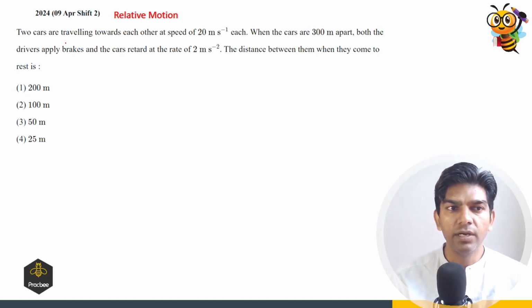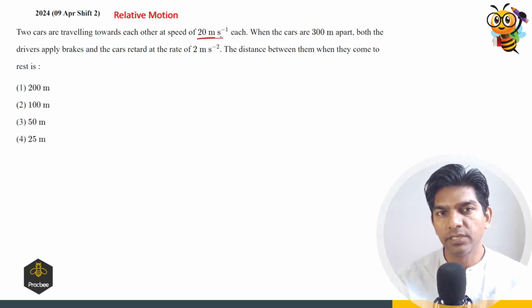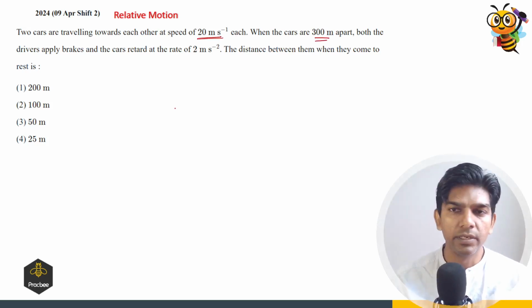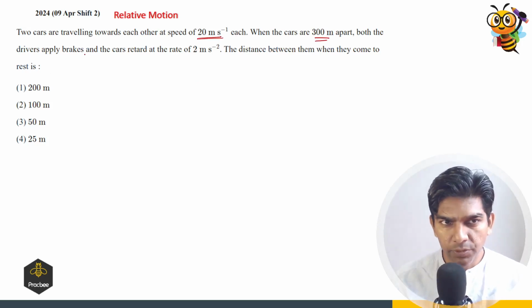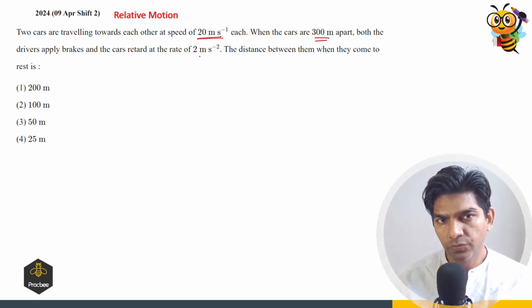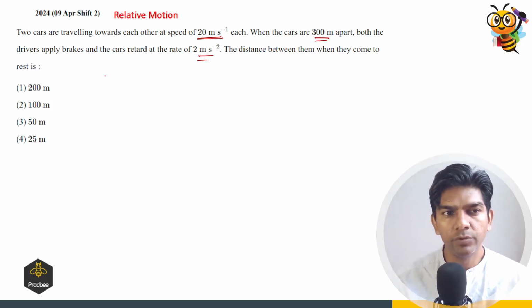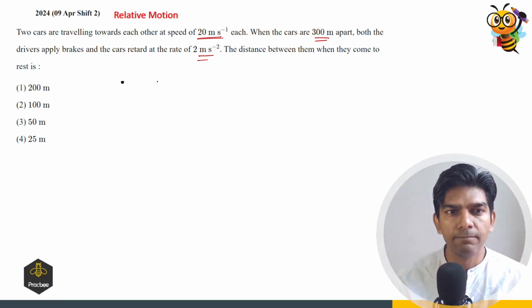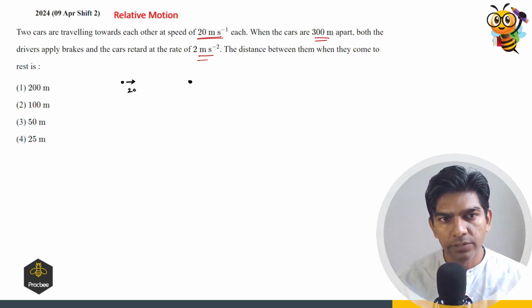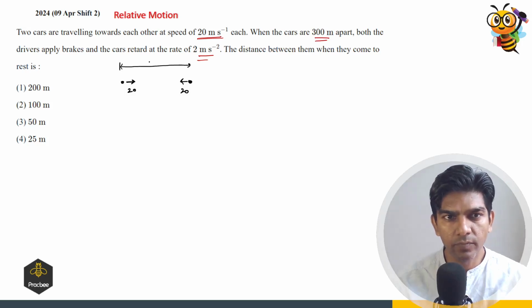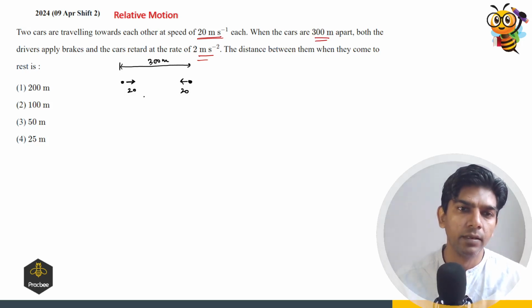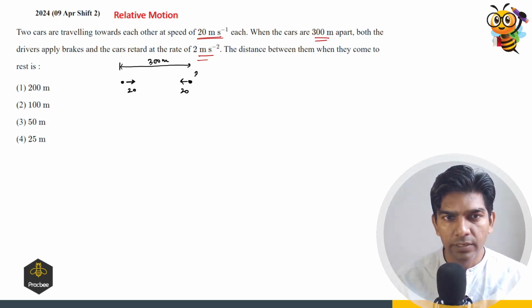Let us see this question: two cars are traveling towards each other at a speed of 20 meters per second each. When the cars are 300 meters apart, both drivers apply brakes and the cars retard at the rate of 2 meters per second square. Find the distance between them when they come to rest. Again I'm going to solve this with relative motion. There are two cars traveling towards each other. This one is coming in this direction with 20, and this other car is moving in the left direction with 20, and the distance between them is 300 meters. Let me call this car 2, and this car 1.